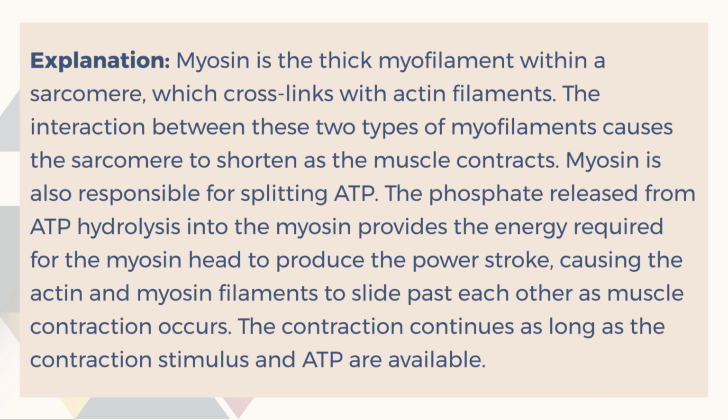The phosphate released from ATP hydrolysis into the myosin provides the energy required for the myosin head to produce the power stroke, causing the actin and myosin filaments to slide past each other as muscle contraction occurs. The contraction continues as long as the contraction stimulus and ATP are available.